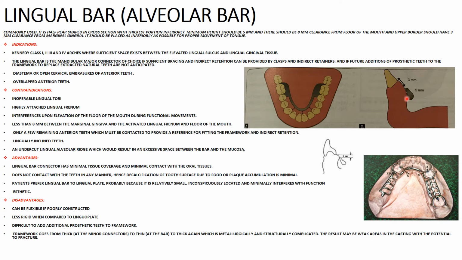The minimum height of this major connector should be 5 mm, and there should be 8 mm clearance from the floor of the mouth and 3 mm clearance from the gingival margin. It should be placed as inferiorly as possible for the proper movement of the tongue.